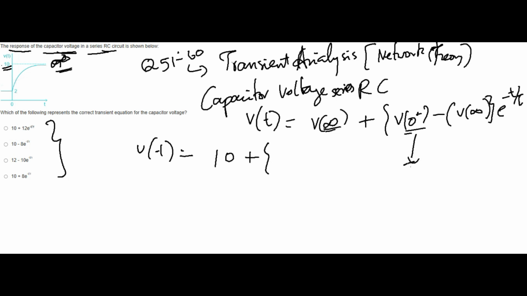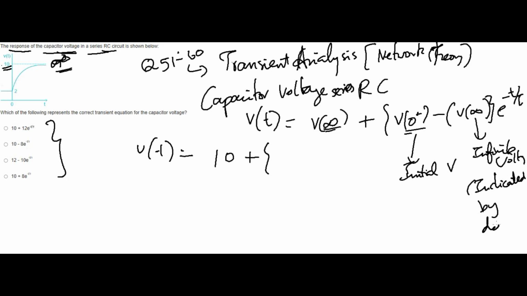0 represents the initial voltage. This is called the infinite voltage. It is indicated by dotted lines. This one is indicated by a straight line. Never forget this one. So I can write.